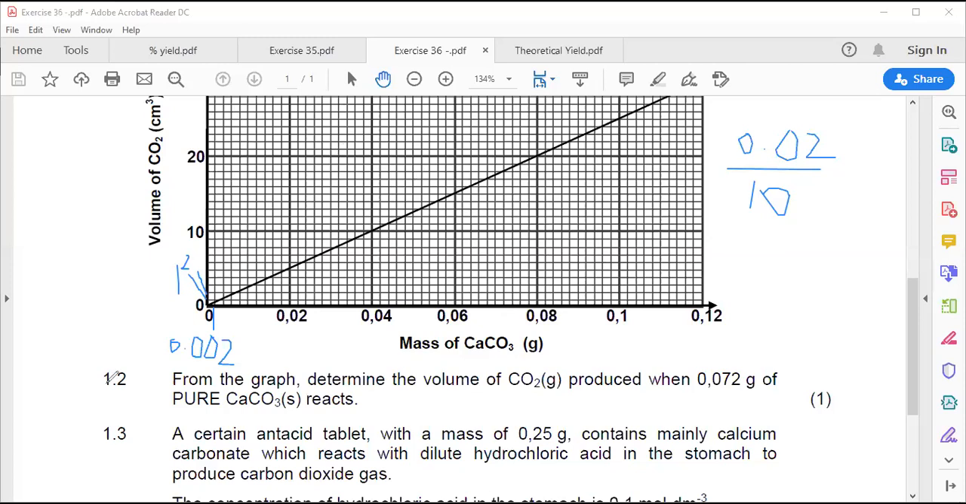So let's look at 1.2. Question 1.2 says: from the graph, determine the volume of carbon dioxide produced when 0,072 grams of pure calcium carbonate reacts. So you have to use your graph to determine the answer. Clear?